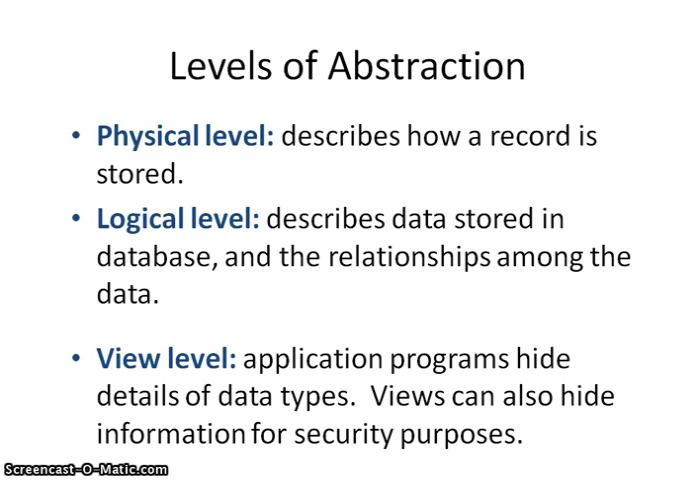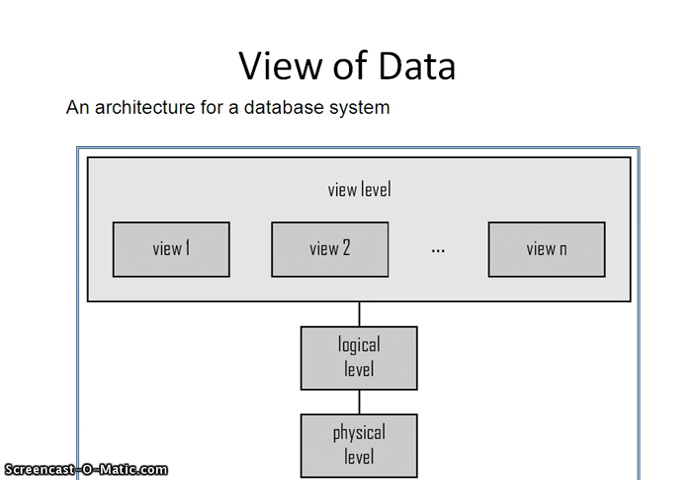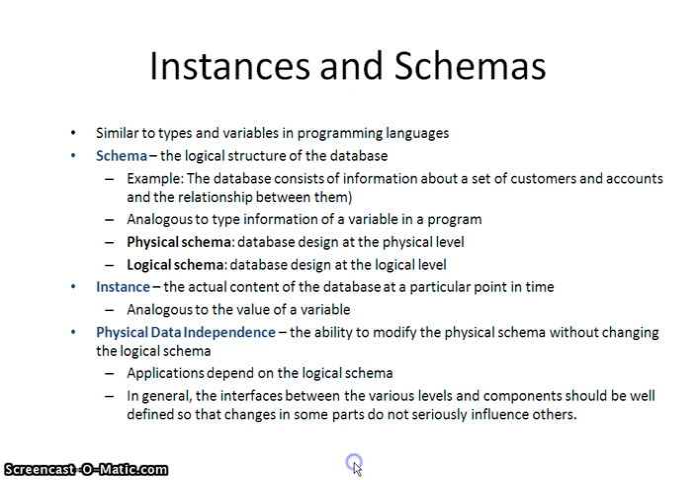The logical level describes the data stored in the database and the relationships among this data, relationships from one database to another. The view level is where the application program hides the details of data types. It provides only the information which is used by the users. This is the architecture of database systems: we have the view level, the logical level, and the physical level.